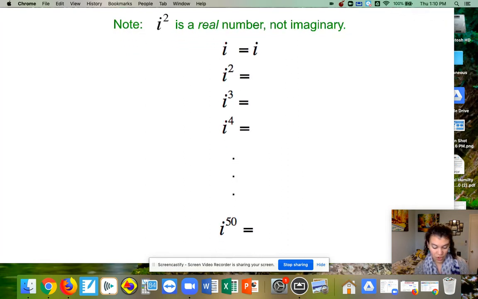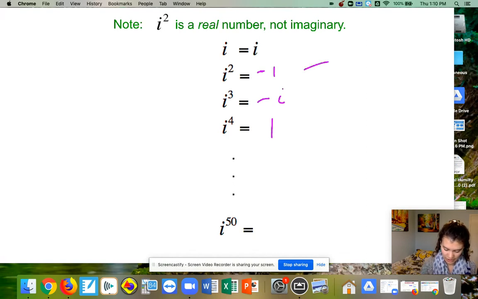Okay, so a note here, i squared is not imaginary, it's a real number. So this is actually -1. And then i cubed is going to be -i. i to the 4th is going to be 1. So it comes from, like, if you're taking the square root of -1 times the square root of -1, you just mash them together, the square roots kind of cancel out, and you get -1.